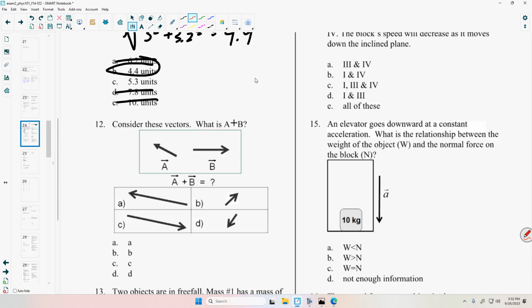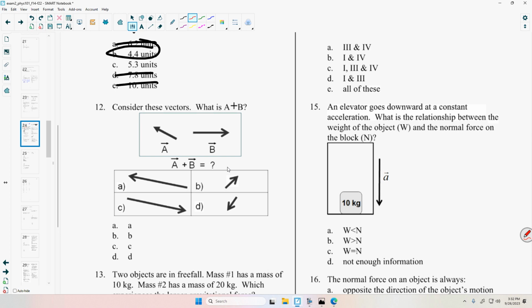Okay, what is A plus B? Are you going to have one of these? Will you? Yes, number 1, I think. I'm pretty sure. So I draw A and I draw B. A is already drawn. So I draw B like this. And then the resultant, begin at the beginning, end at the end. That's going to be B.